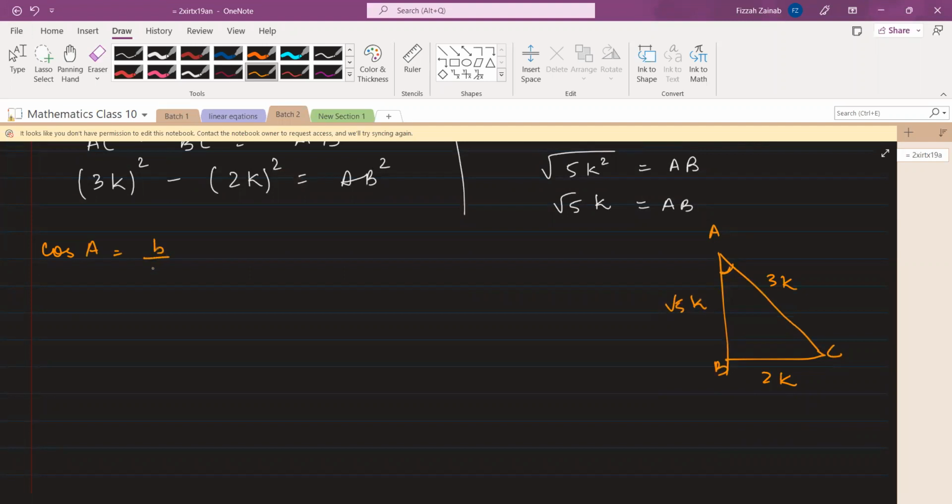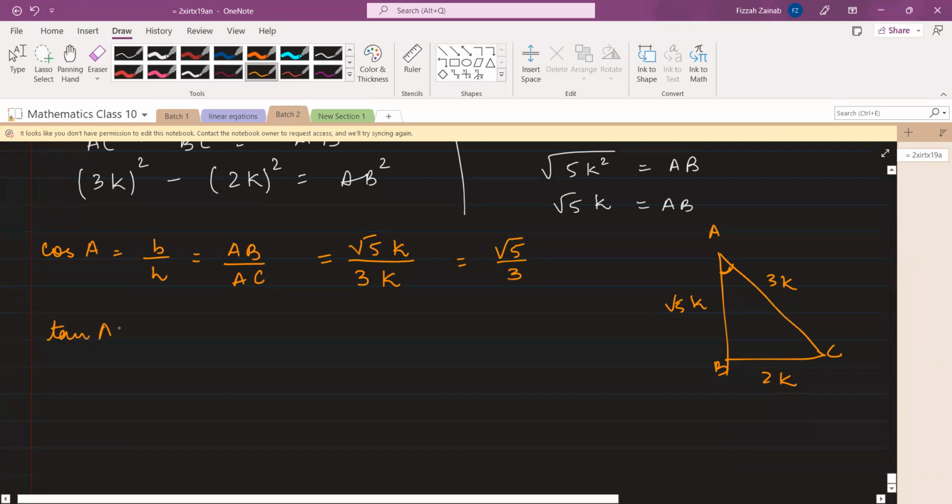Cos is base by hypotenuse. Now base will be AB, hypotenuse will be AC. So AB is under root of 5K, AC is 3K. So K cancels out. It is under root 5 by 3. Clear? Similarly, you can find tan of A, which is perpendicular by base. So perpendicular in this case will be BC, base is AB. So that is 2K divided by root 5K. K cancels out. So 2 by root 5. Clear?